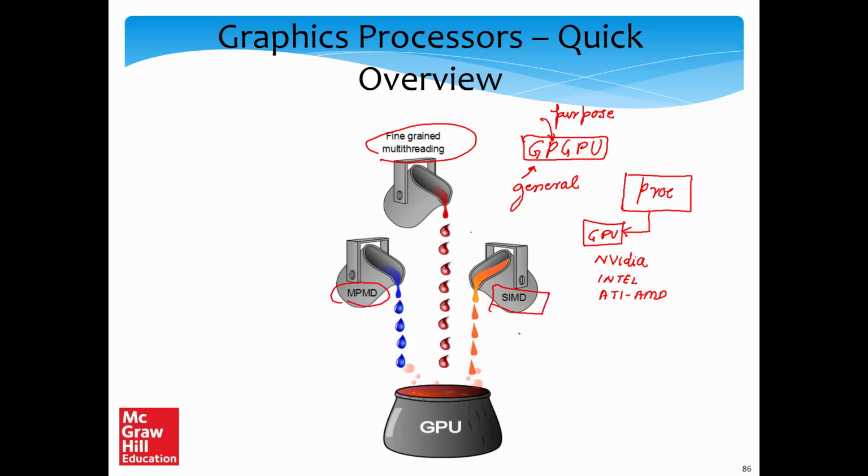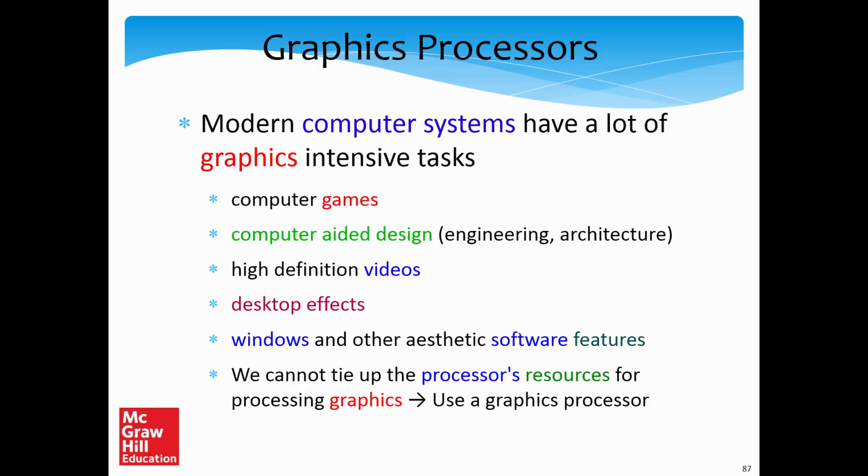But it does not matter what exactly the classification is, as long as we broadly realize that they are different from traditional single-core processors. Graphics processors will typically have many small cores, maybe 128 cores or 256 cores, where each core is very small. So let's take a brief look at the background.